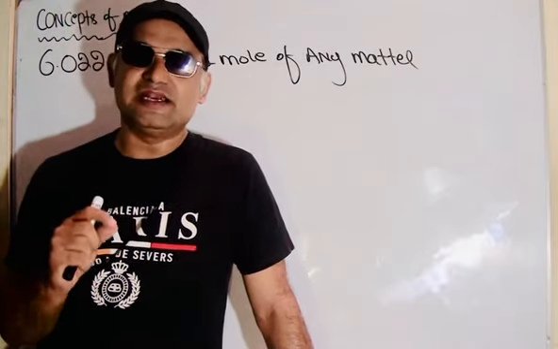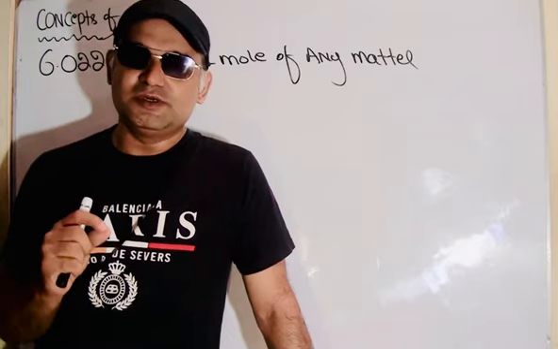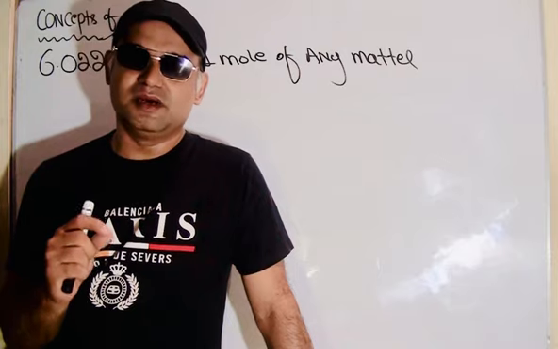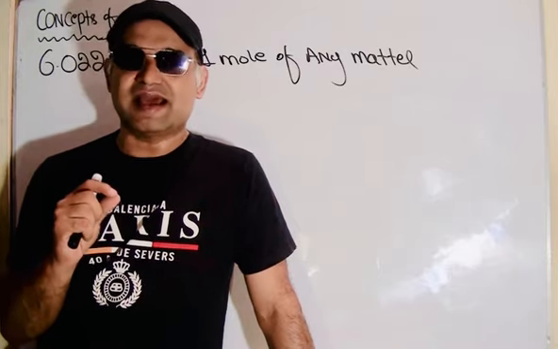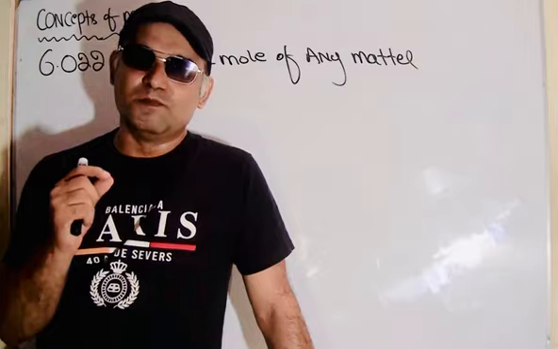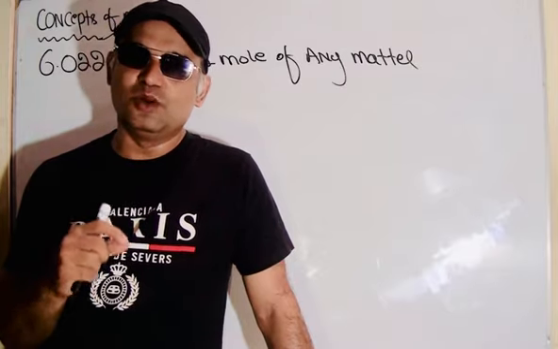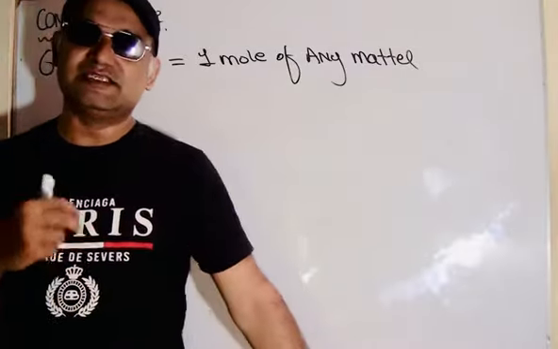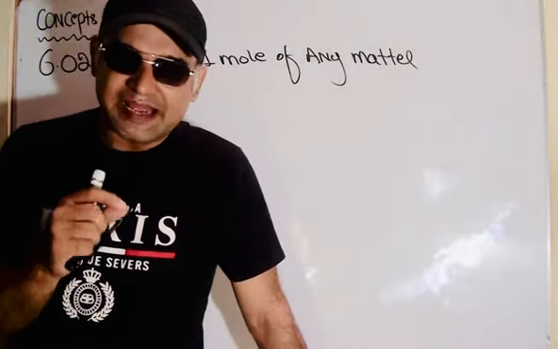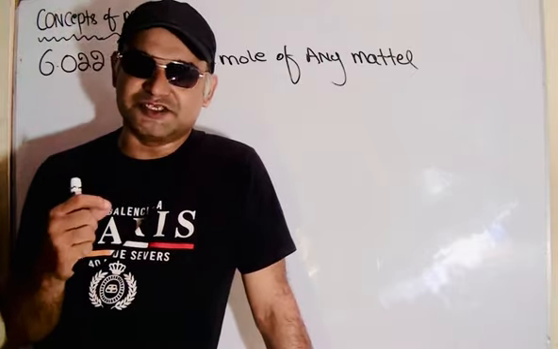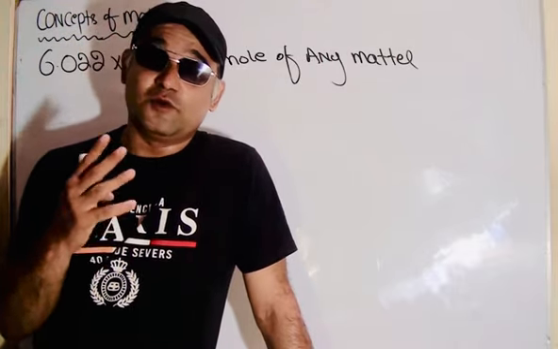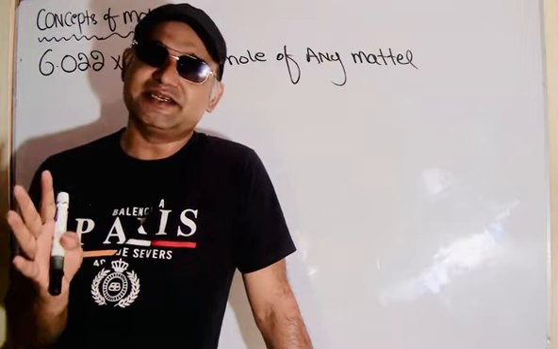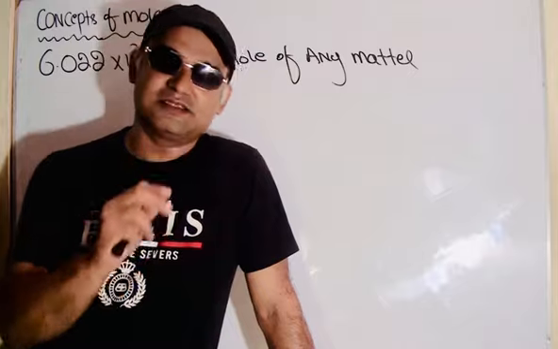So 6.022 into 10 to the raised power 23 is the biggest counting number in science, which explains 1 mole of anything. So in chemistry, let's specify these numbers. As you know, in the previous session we discussed 4 mass related concepts of mole. Let's convert those 4 mass related concepts into number of particles.